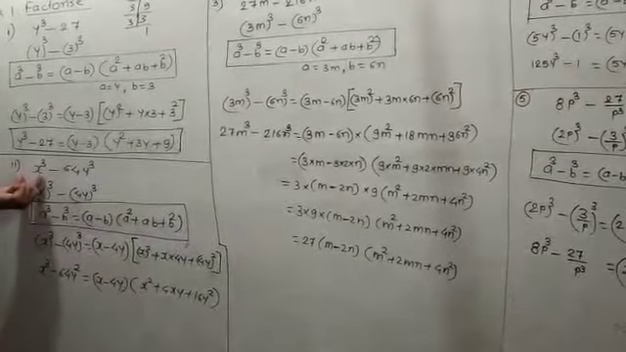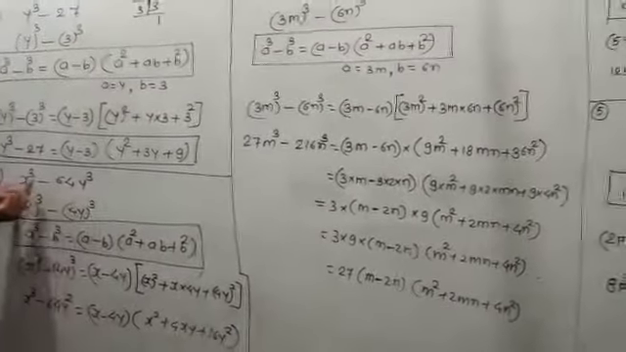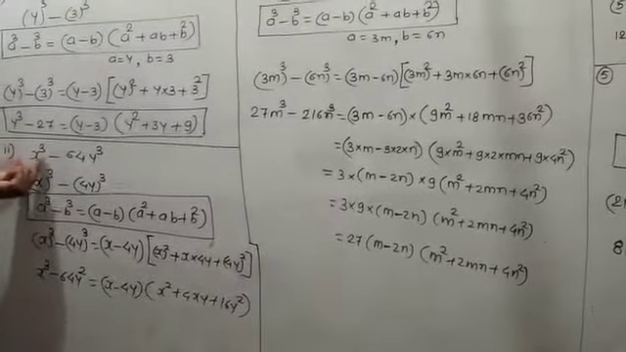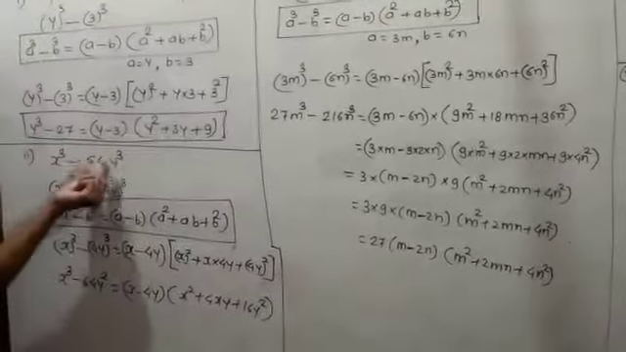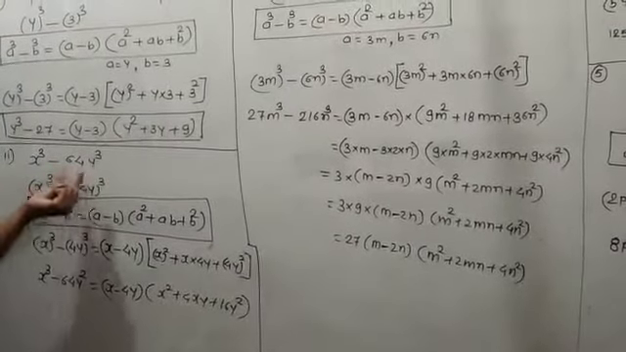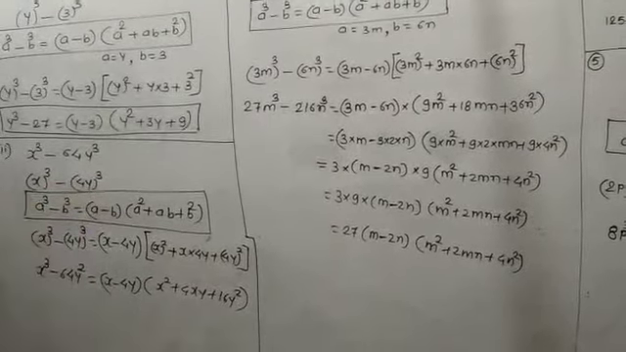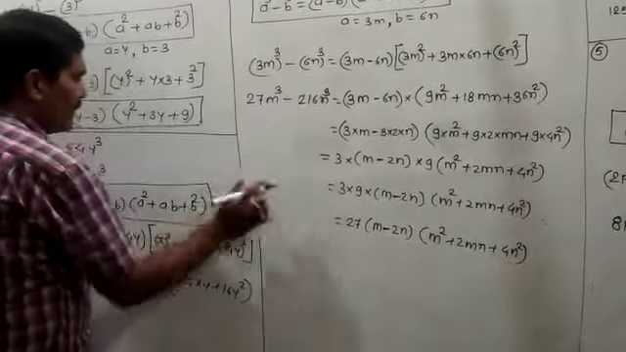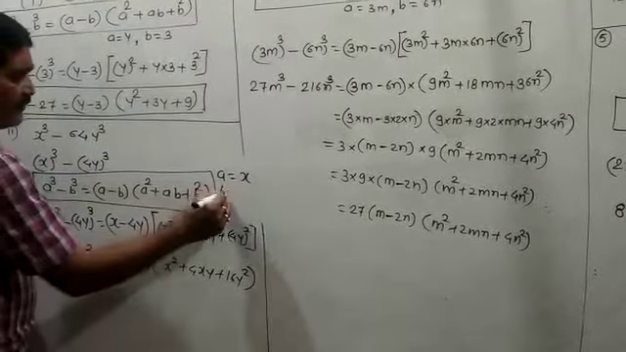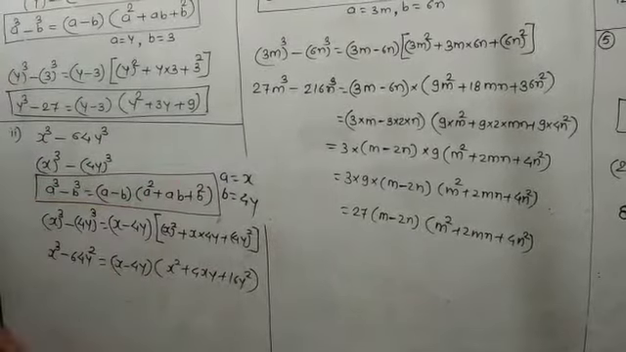Then next example, second example, x cube minus 64 y cube. This x cube is the perfect cube of x and this 64 y cube is the perfect cube of 4y. Means this 64 is the perfect cube of 4, this is the perfect cube of y. So I will say that a is equal to x and b is equal to 4y. In place of a you will put x, in place of b you will put 4y.